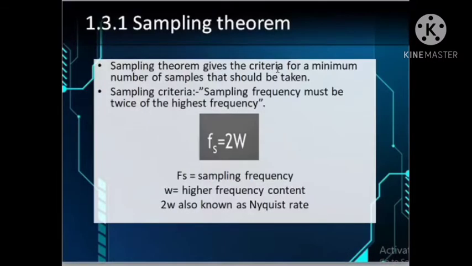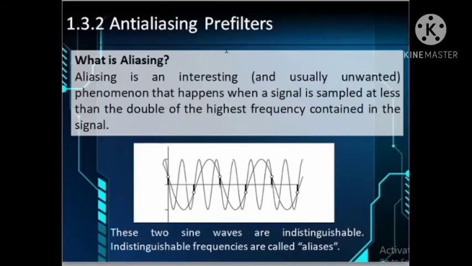The sampling theorem gives the criteria for a minimum number of samples that should be taken. Sampling criteria: the sampling frequency must be twice the highest frequency. So, this is it: fs equals 2W. fs is the sampling frequency, W is the highest frequency content, and 2W is also known as the Nyquist rate. So we're done with the sampling theorem, and let's go to anti-aliasing pre-filters.